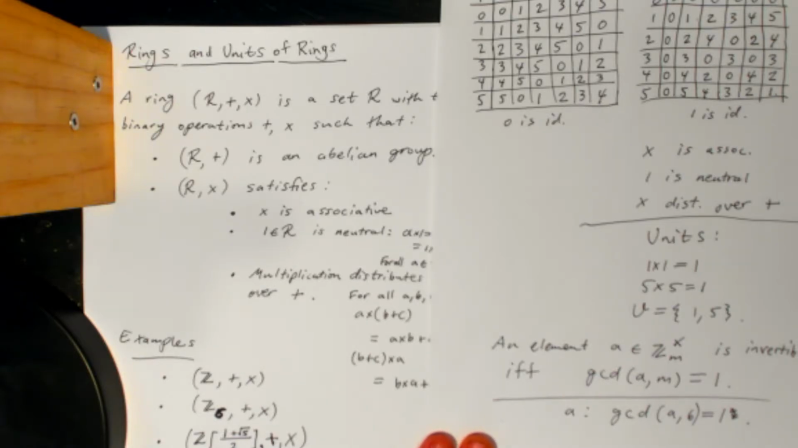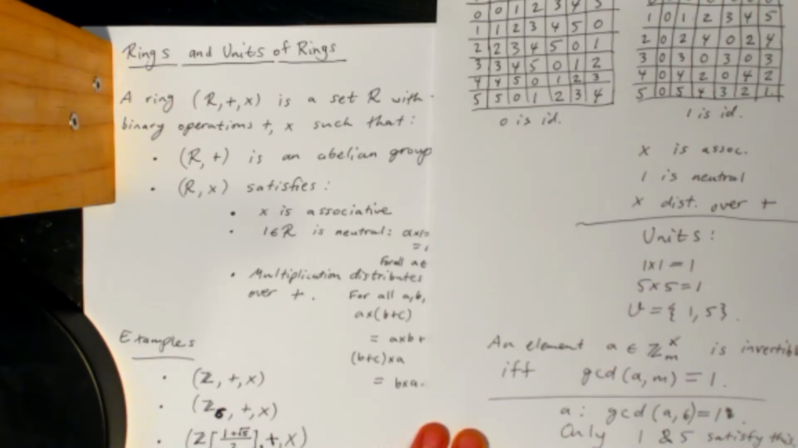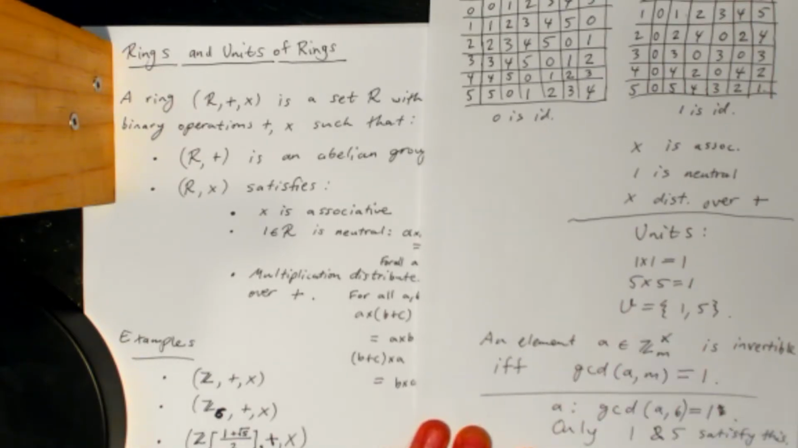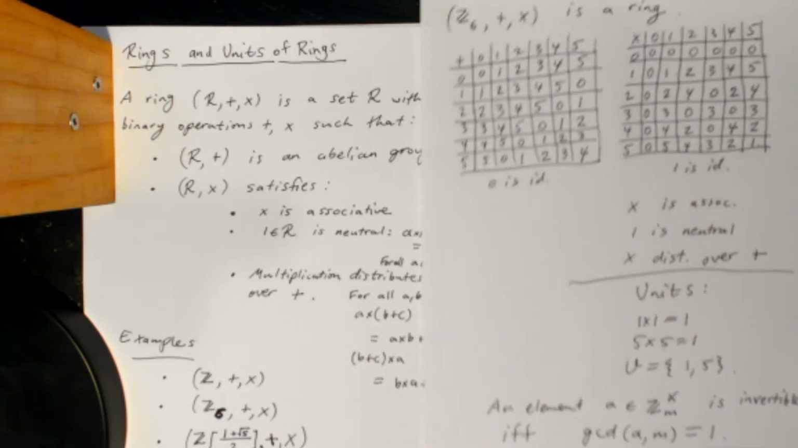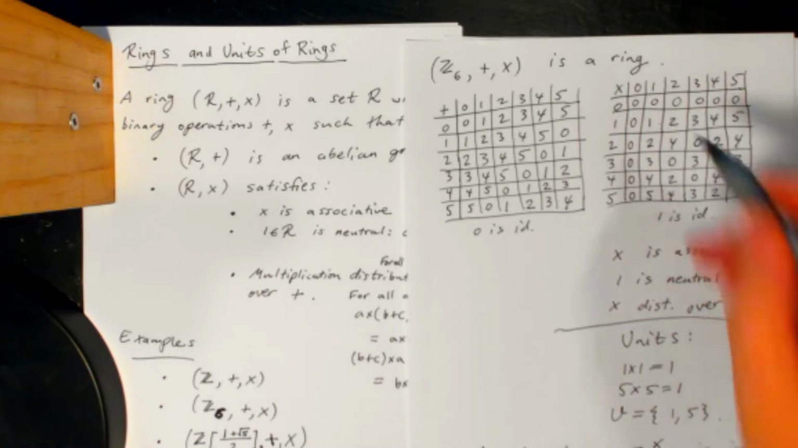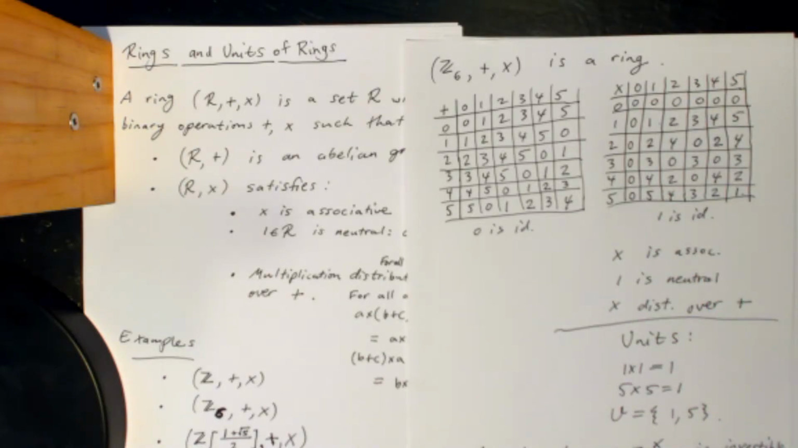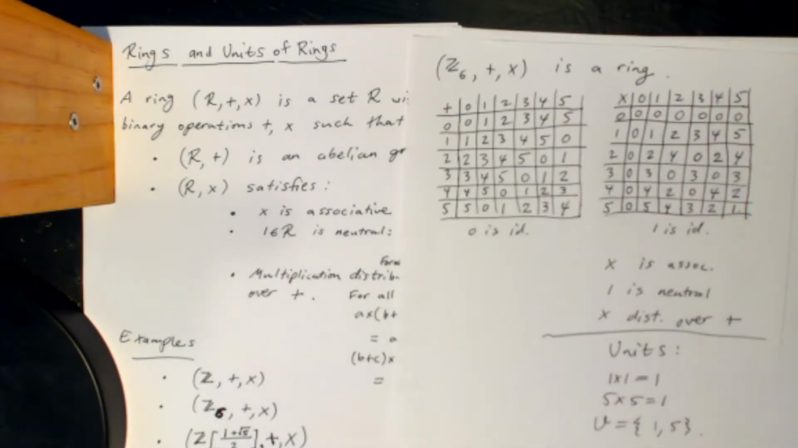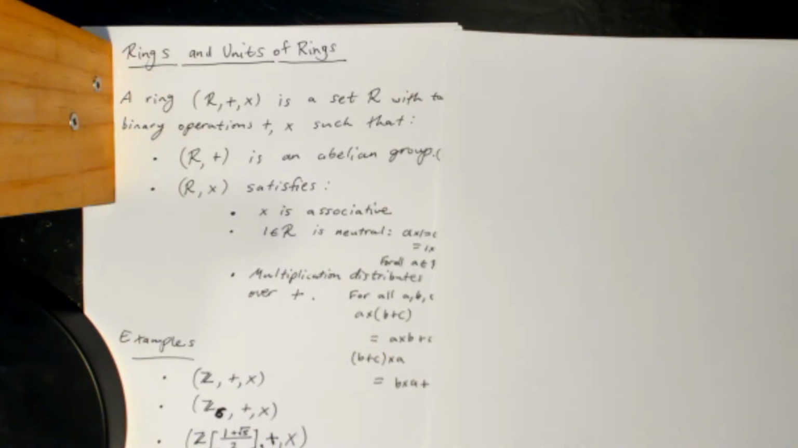1. Okay, so only 1 and 5 satisfy this. Okay, as we expect, because we've already worked out that those are our units just by looking at which row and column the 1 is in the Cayley table there. Okay, great. So moving on to our next example.